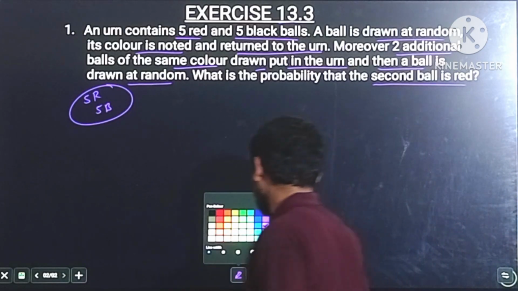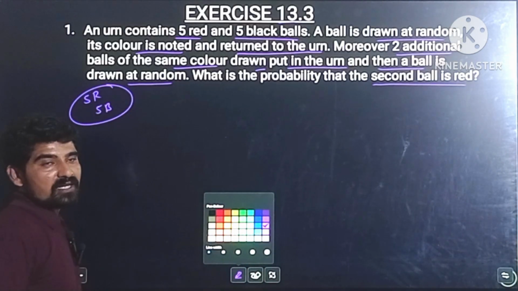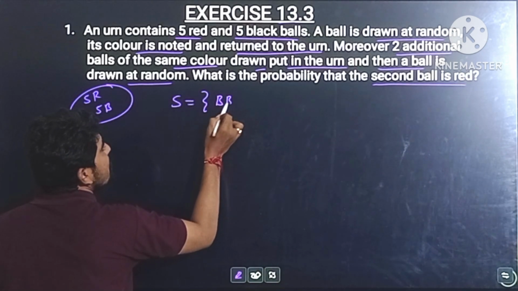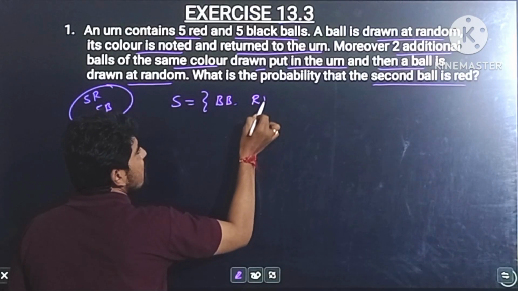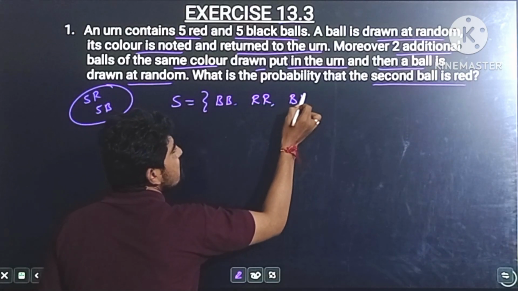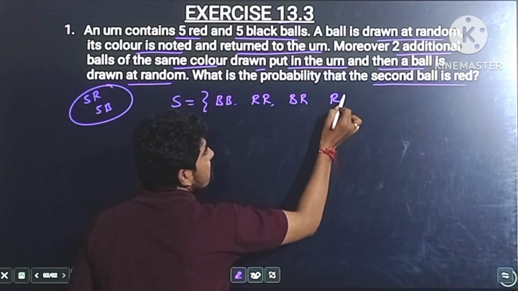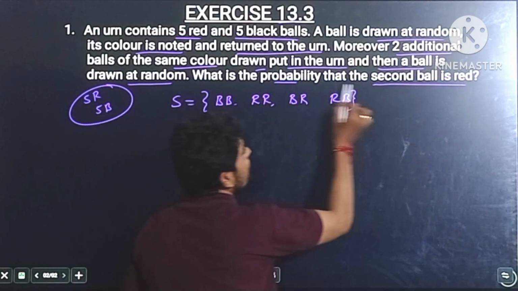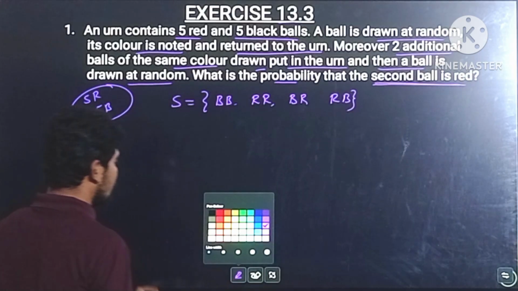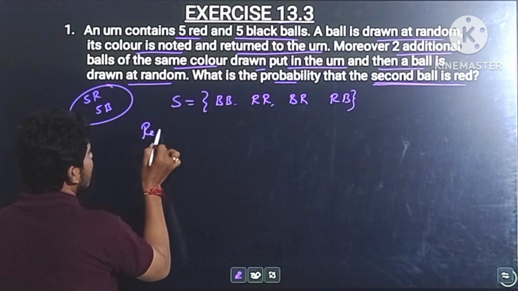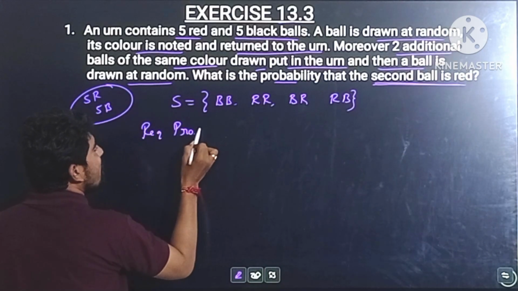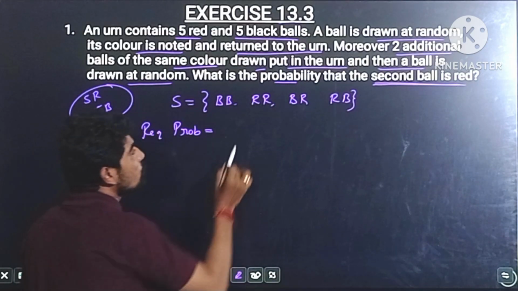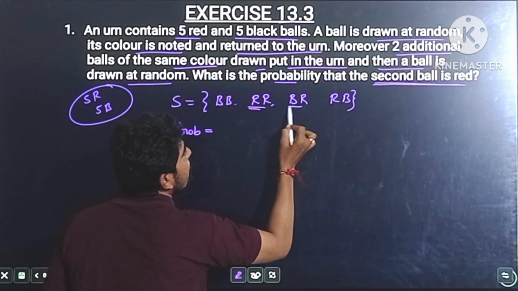In this question he is taking 2 balls from the urn, so the sample space is either both drawn balls are black, or both are red, or first is black and second is red, or first is red and second is black. We need to identify the probability that the second ball is red. Therefore the required probability: the second ball appears red in 2 cases, that is RR and BR.